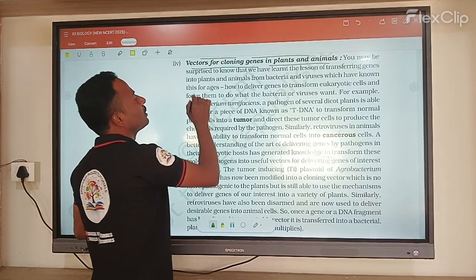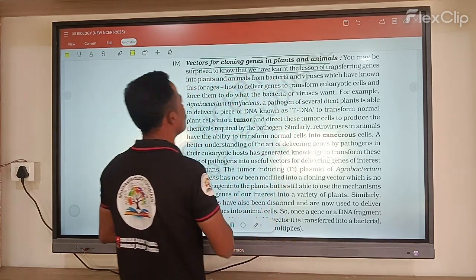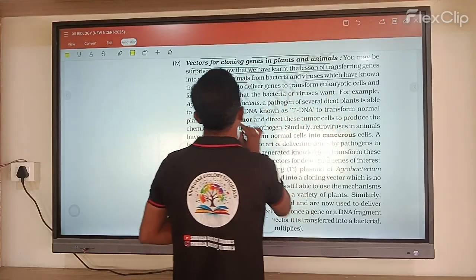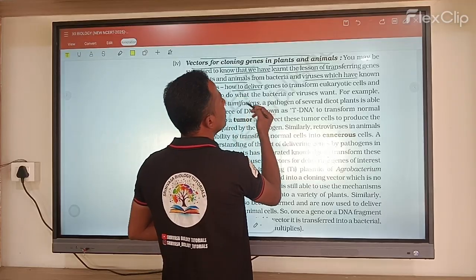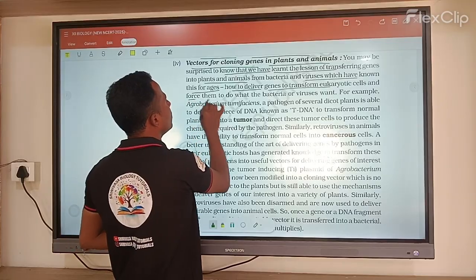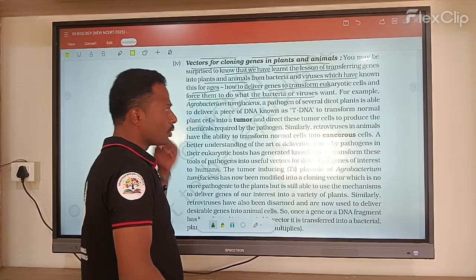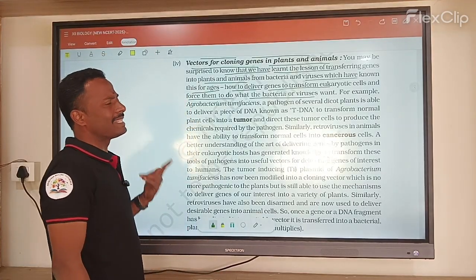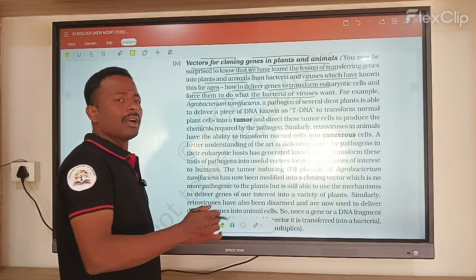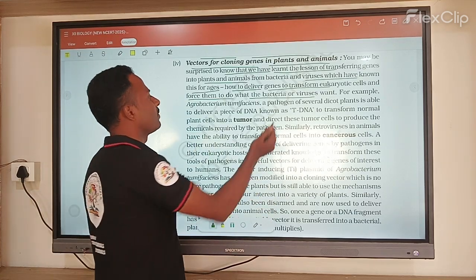You may be surprised to know that we have learned to transfer transgenic genes into plants and animals from bacteria and viruses, which have known for ages how to deliver genes into eukaryotic cells and then do what the bacteria or virus wants. So once you observe how genes are transferred by bacteria and viruses into eukaryotic cells, here is an example.